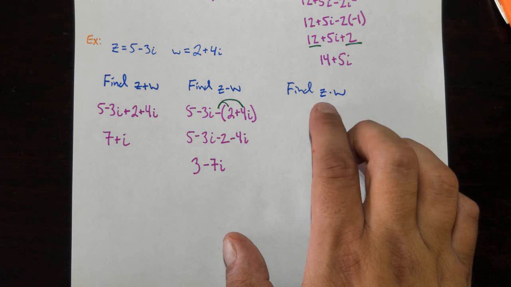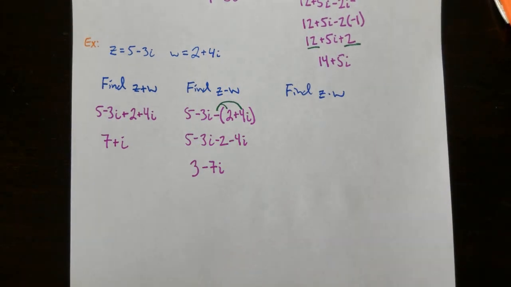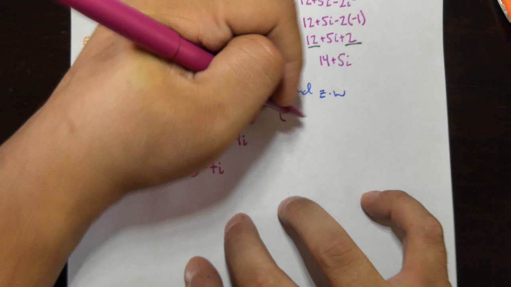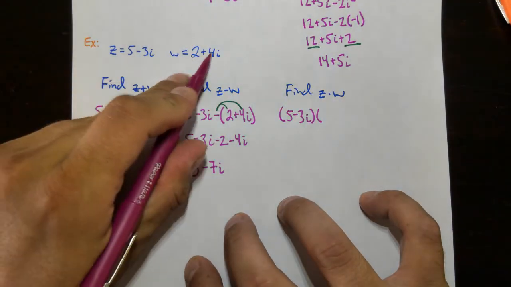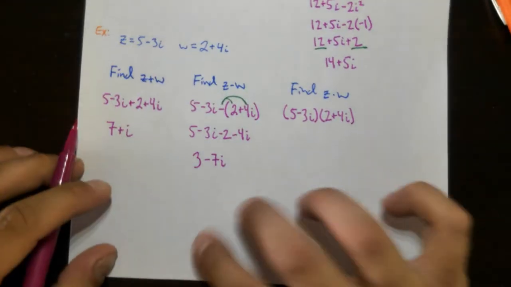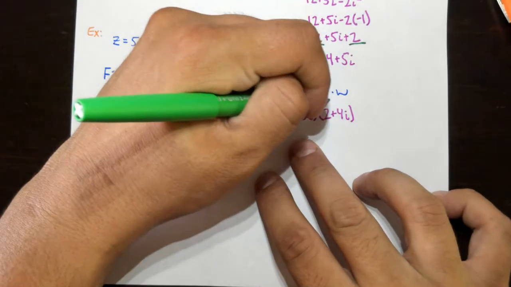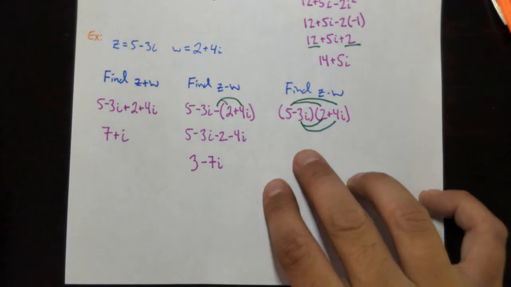So now find z plus w, or sorry, z times w. So now we're going to find the product of these two. So this is where we're going to multiply. So 5 minus 3i times 2 plus 4i. And we're going to FOIL. So we're going to multiply the 5 to both the terms in the second factor, and we're going to multiply negative 3i to both the terms in the second factor.